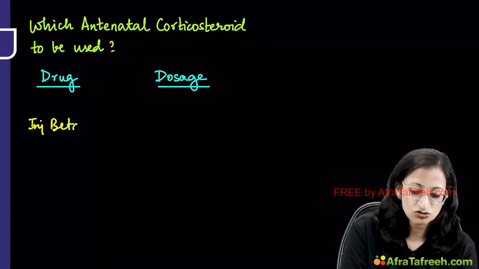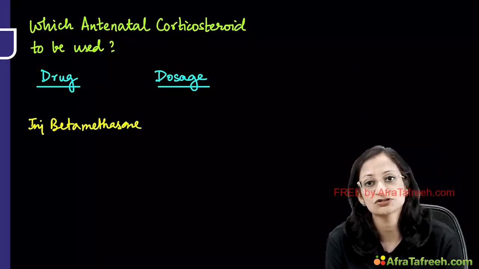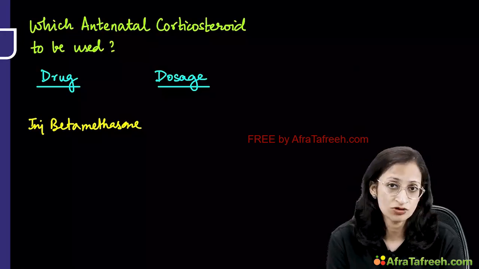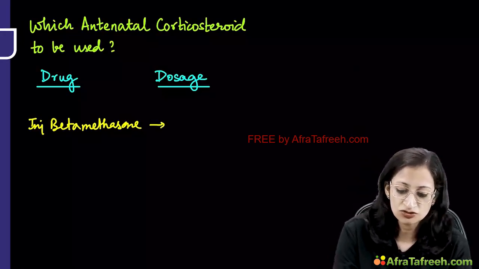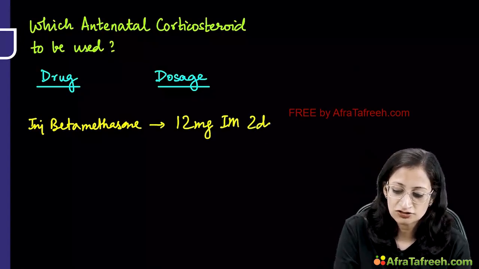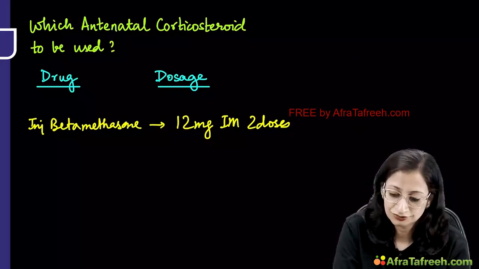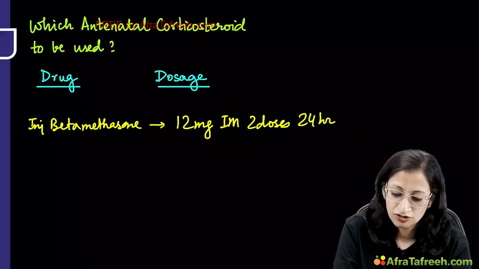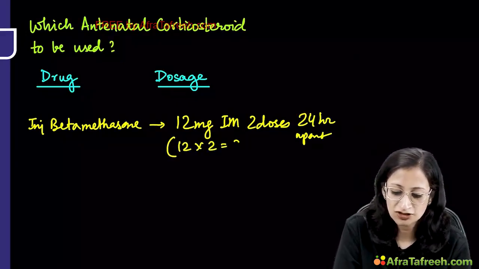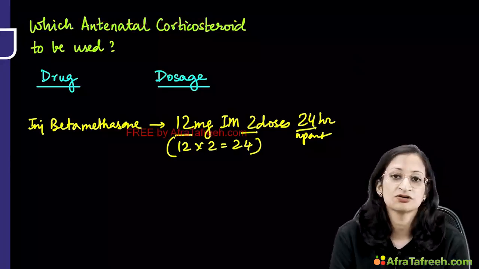So the doses are many a times asked in INI-CET pattern questions or even in your NEET PG pattern. So the doses of antenatal steroid are important. Injection betamethasone, the dose is 12 mg intramuscularly, 2 doses 24 hours apart. Okay, 24 hours apart. So very easily you can remember 12 into 2 is equal to 24. So you are giving 12 mg, 2 doses 24 hours apart. Okay, easy to remember.